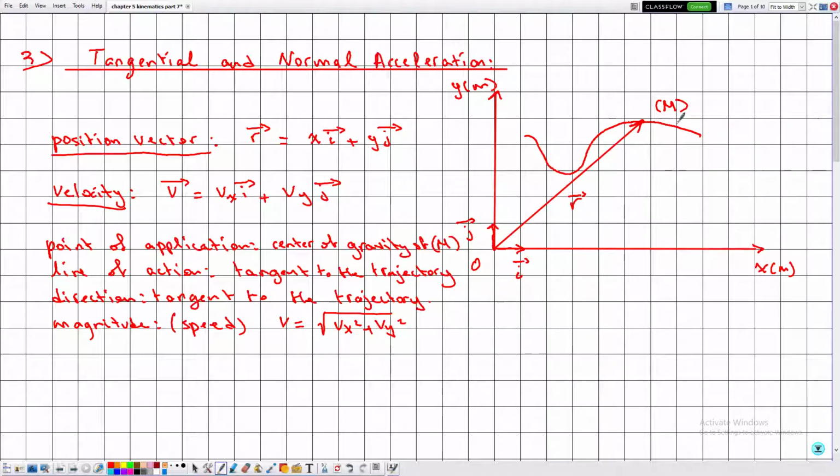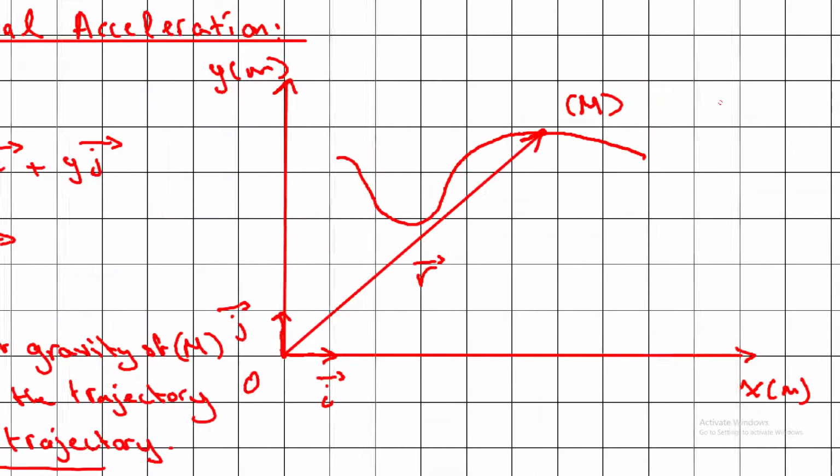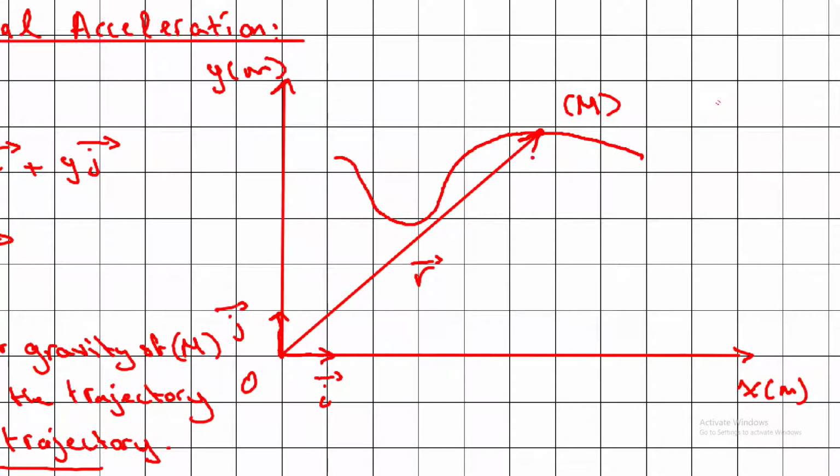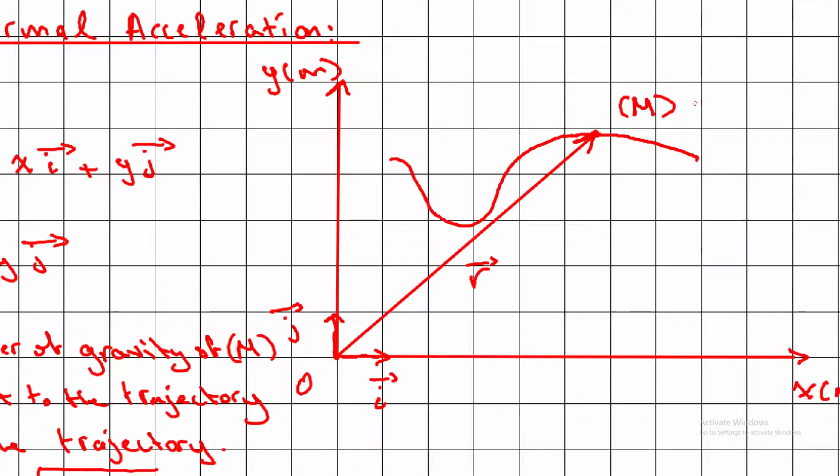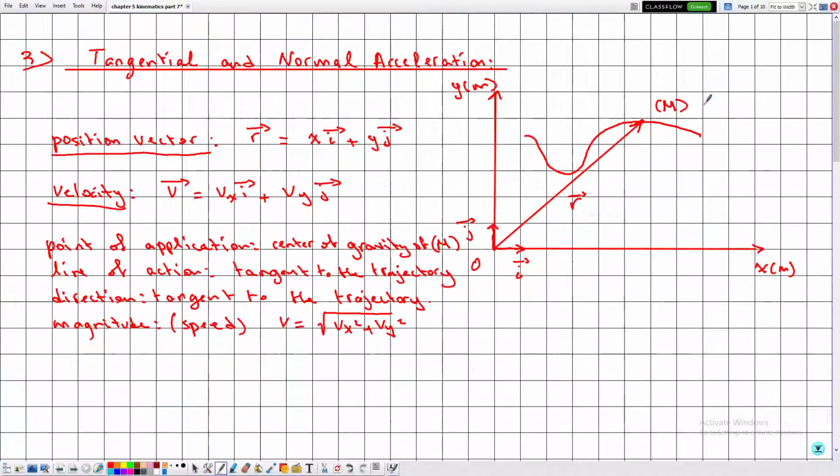And here let me sketch the velocity vector on this trajectory, okay? So first of all, notice that the point of application of this vector is the center of gravity of m. So the center of gravity of the moving particle, because it's a particle, coincides with the point itself. So we must draw the velocity somewhere here, like this, okay? Then they are telling me tangent to the trajectory.